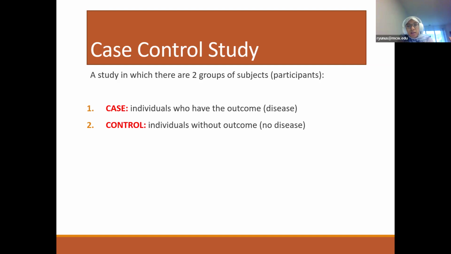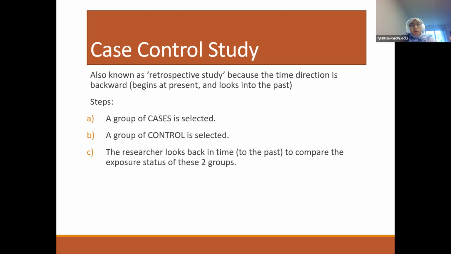But if you're looking at, for example, someone who has a history of abuse, then that abuse becomes your outcome. So instead of disease, you would say abuse. So basically, when I say disease, that means the outcome of interest. Case control is also known as a retrospective study because the design is that you are looking backward. The time direction: you start at the present and you look into the past, as we have discussed earlier.